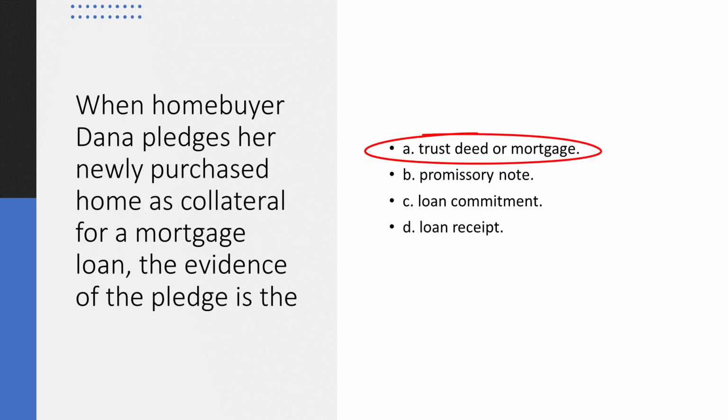Trust deed or mortgage. The mortgage or trust deed, also known as a deed of trust, is evidence of the collateral pledge for the purchased property as security for the loan.